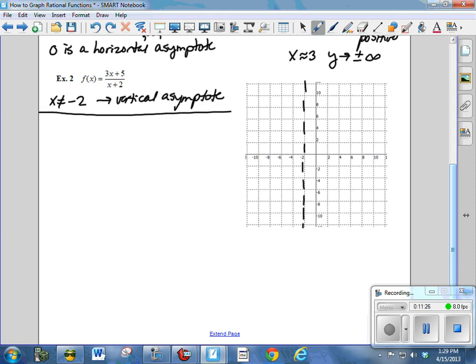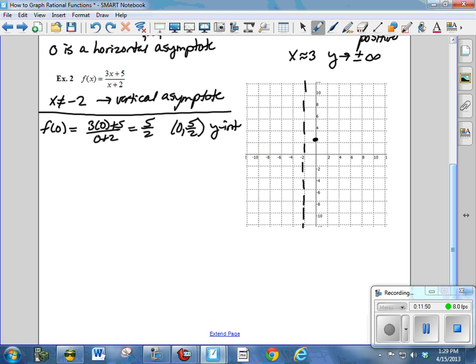Let's look at our zeros. If I put 0 in for x, I get 3 times 0 plus 5 over 0 plus 2, which gives me 5 halves. So that means I have the point (0, 5/2). That's my y-intercept. Notice that these are by 2, so 5 halves is 2.5, so that's about right here.